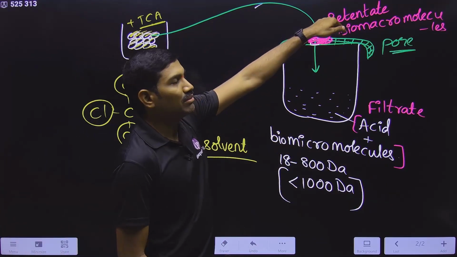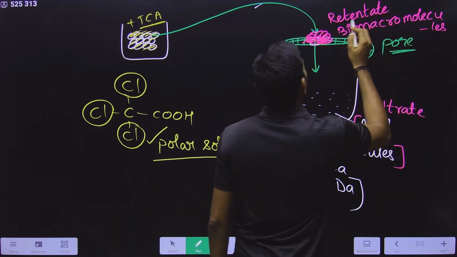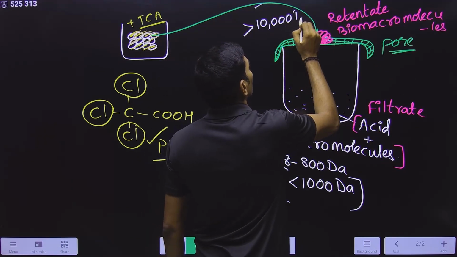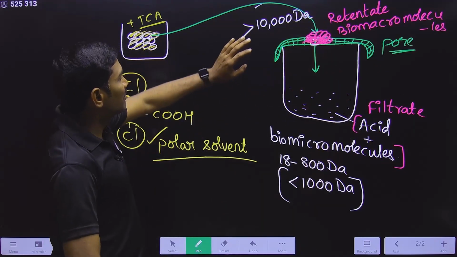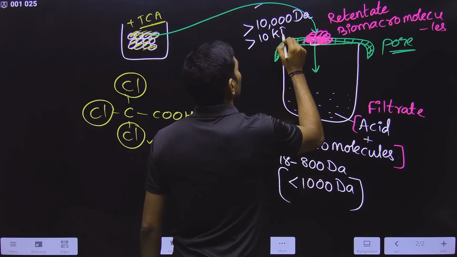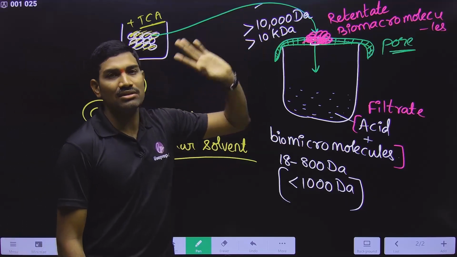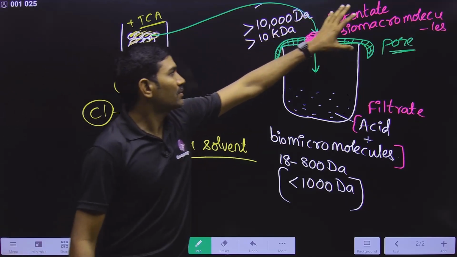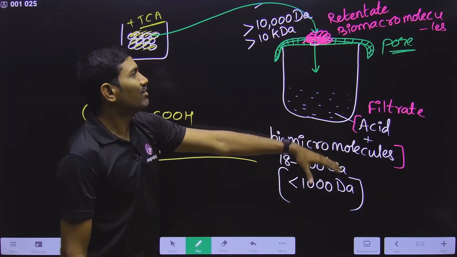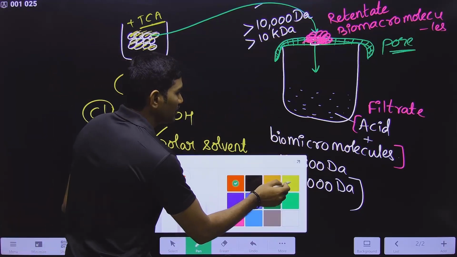But what about the macromolecules? Generally the size of these macromolecules is more than 10,000 daltons. Instead of writing 10,000, you can also write more than 10 kilodaltons, with a small k. Whenever you write kilo, it should be a small k, kilodaltons. So this is the general information that we need to understand with respect to the filtrate fraction and the retentate. Clear? Next important point.